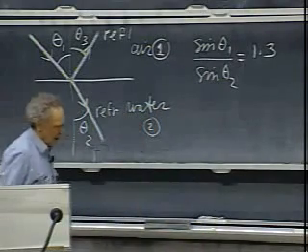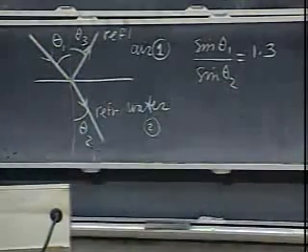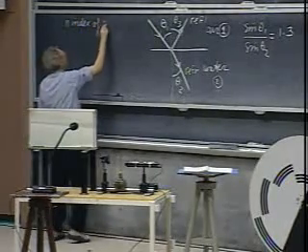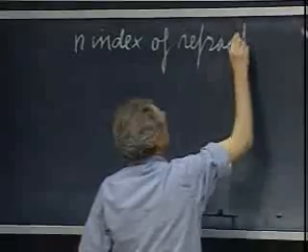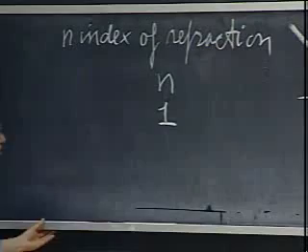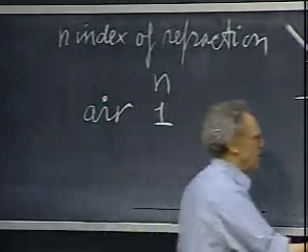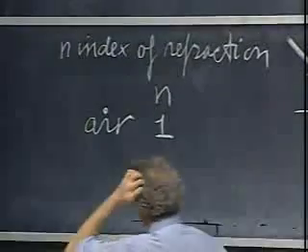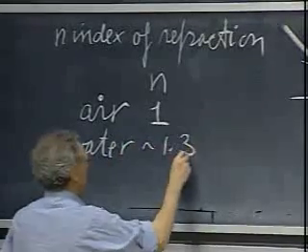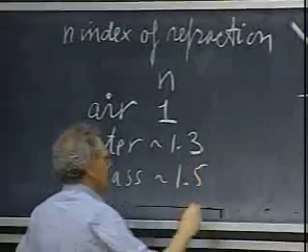He introduced the idea of index of refraction, which I will call N, as in Nancy, index of refraction. For vacuum, the index of refraction per definition is 1, but it's very closely the same in air. We always treat it as 1 in air. And in water, the index of refraction is approximately 1.3, and in glass, depending upon what kind of glass you have, it's about 1.5.